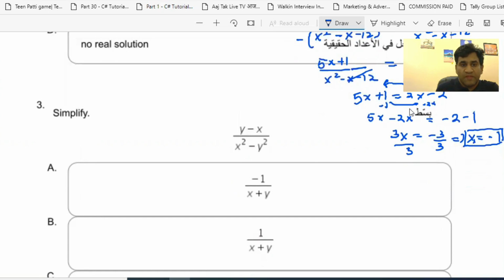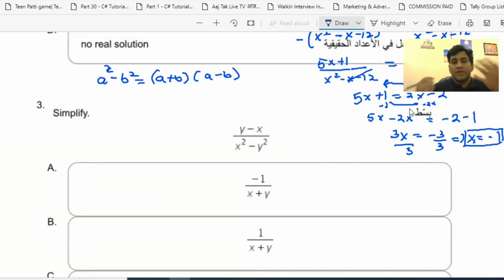If we have a square minus b square, it can be written as a plus b times a minus b. The examiners have purposely given this question to see whether you know this identity and can make use of it to simplify or not. That is the reason you should remember this. This is one of the most important identities in algebra, I would say. Please memorize this. So now how do I simplify this?